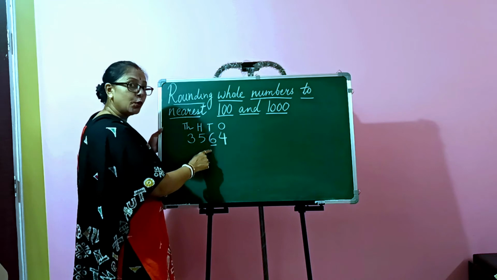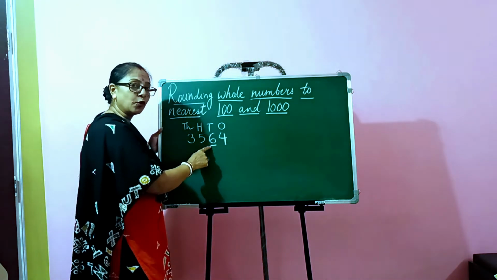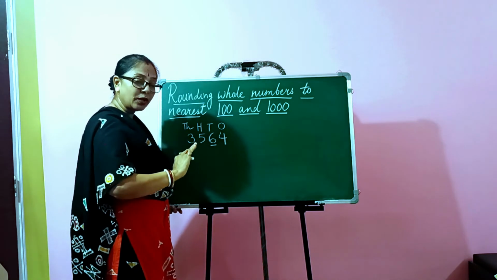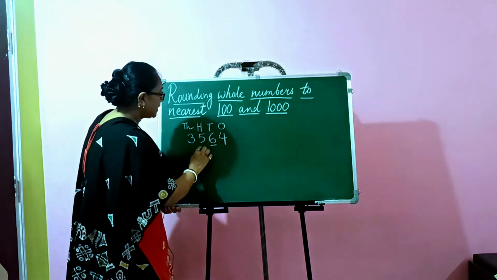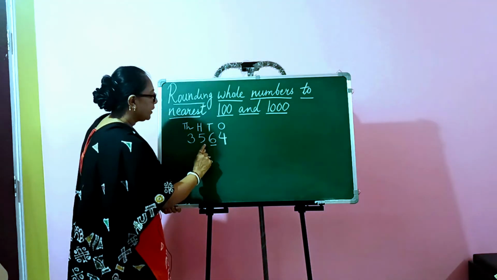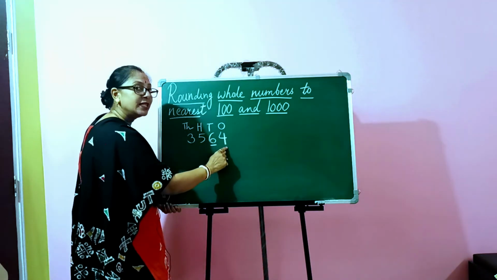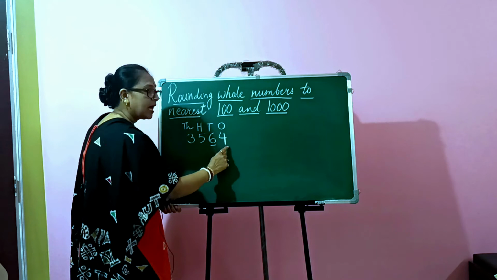Now, the number we are looking at here is 6, which is more than 4. If it is more than 4, we round up. What do you mean by rounding up? When we round up, we take the number close to the nearest hundreds. Now, 564 is very close to 600. So, we round it off as 600.